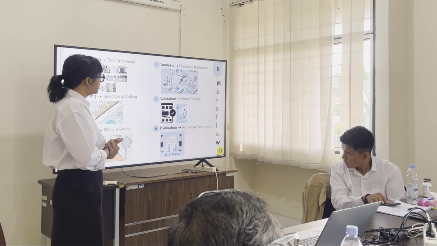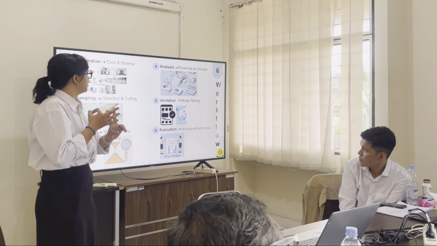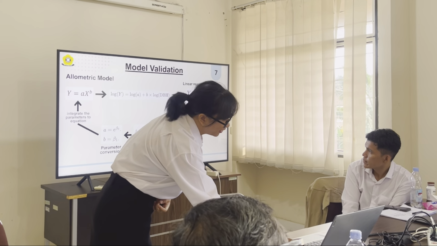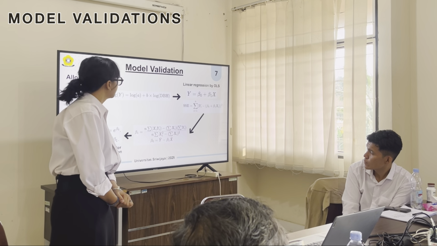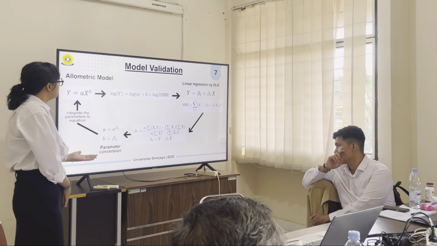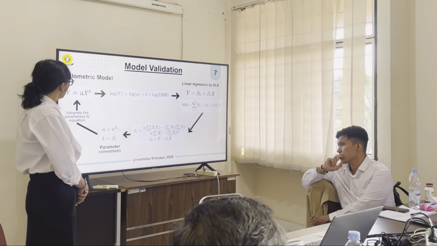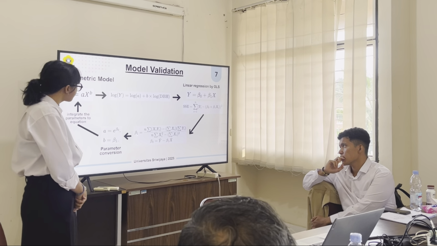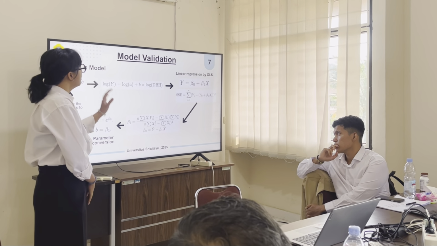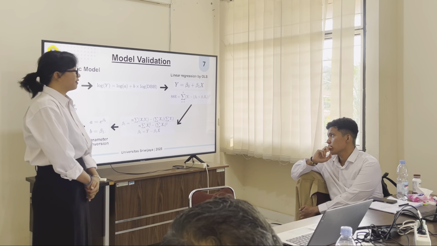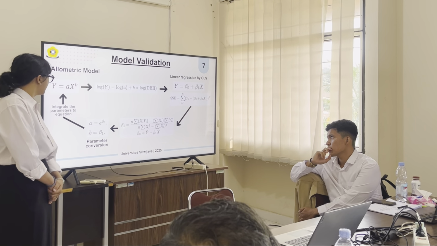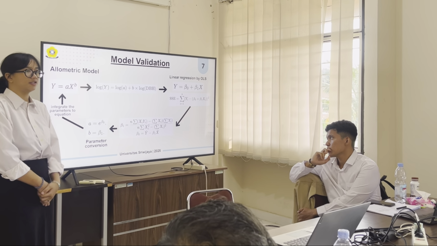And then evaluation using also the three evaluation error metrics that I just mentioned, right? And then the model validation, this is the linear approach. This y equals ax to the power of b would be the general form of the formula for the allometric model, and then we would derive from there to logarithmic equation, and then we would regress with the linear by OLS, and then yeah, we look for the parametric compression and then integrate the parameters to the equation.